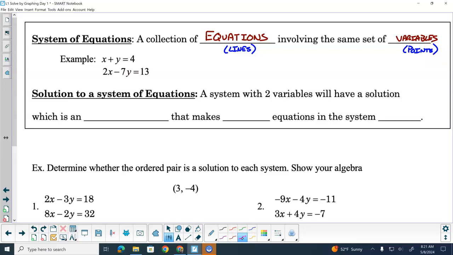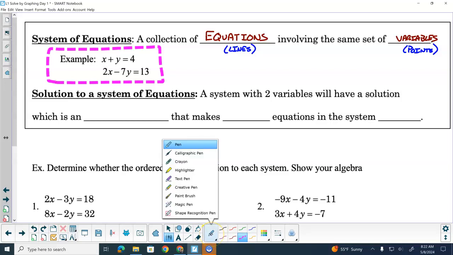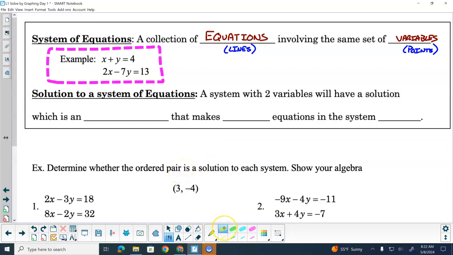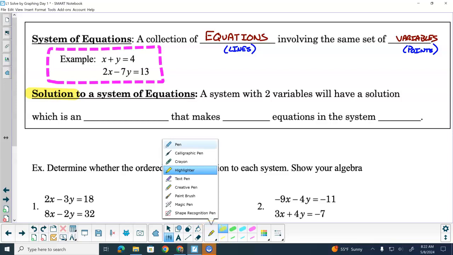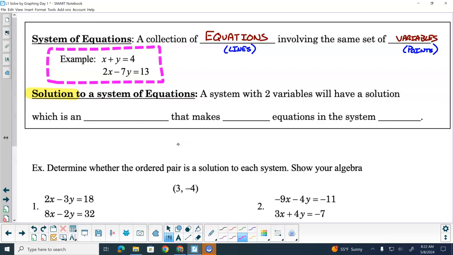This right here is an example of a system of equations. We've got multiple equations involving the same 2 variables, okay? Which means then we have the same points on that line. Okay? What our job today and going forward with this unit is we need to find the solution to this system of equations. And a system with 2 variables, well, I shouldn't say we'll always have 2 variables, we could have horizontal and vertical lines.